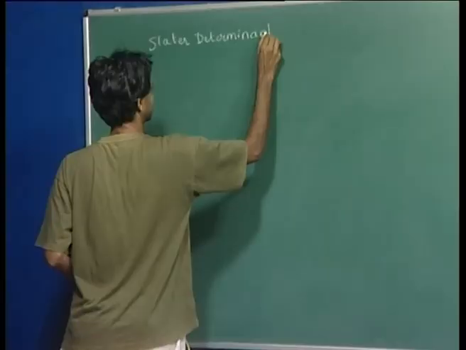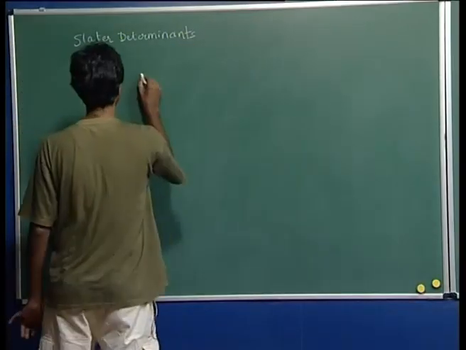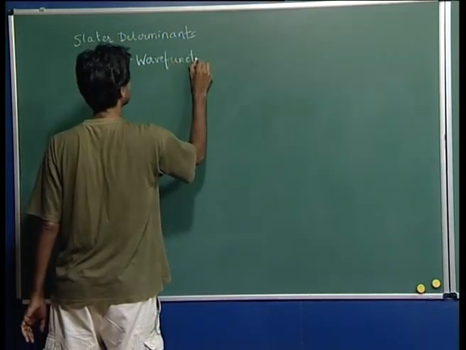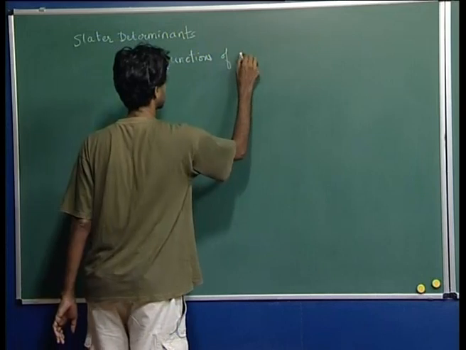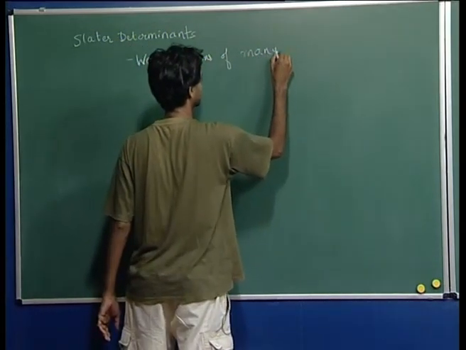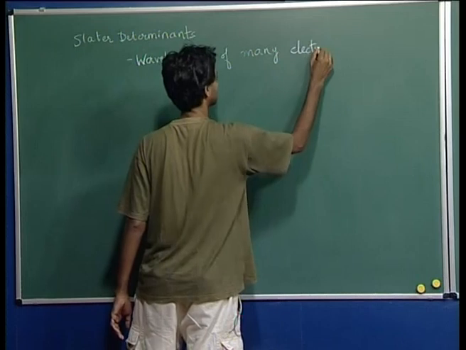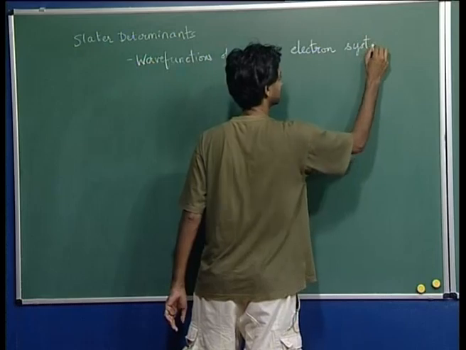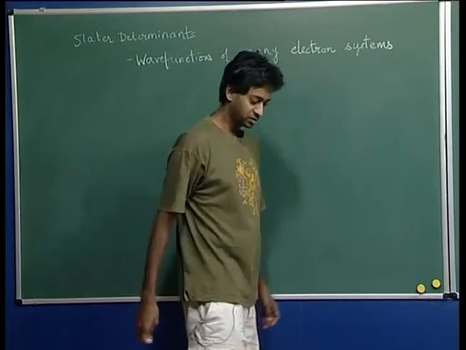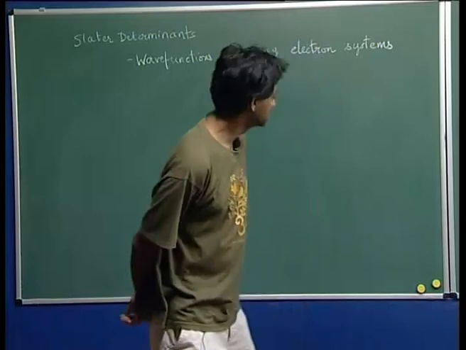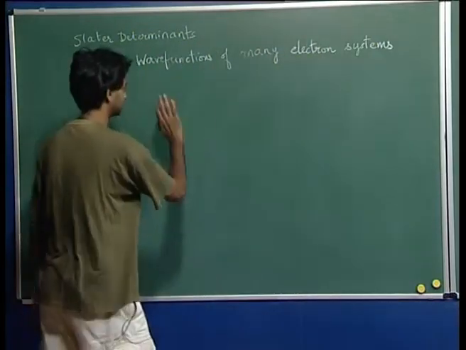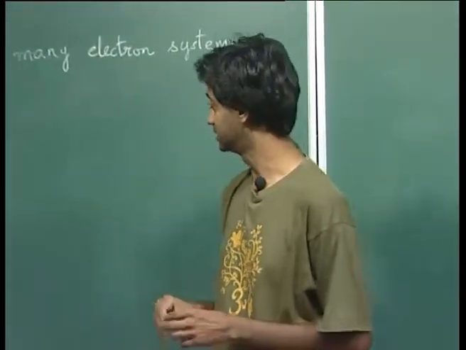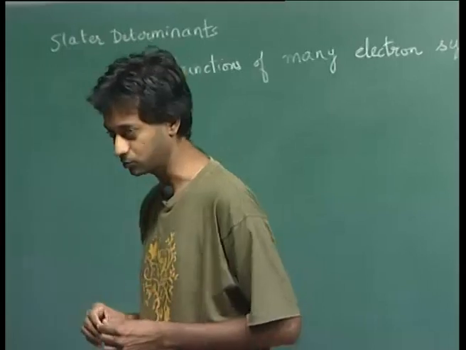And Slater determinants are used to express wave functions of many electron systems. And by many electron we mean more than one electron. So, a system with more than one electron, the wave function of that system is expressed in terms of Slater determinants. So, how does this work?